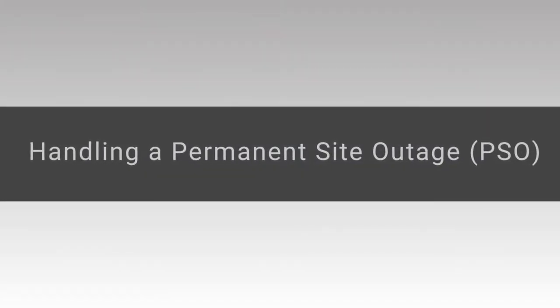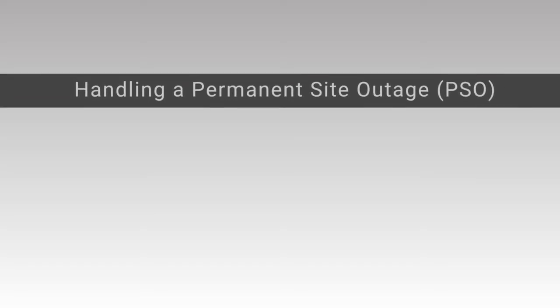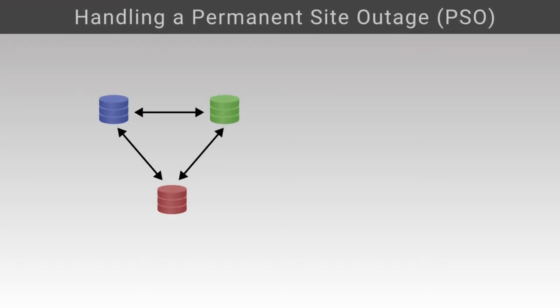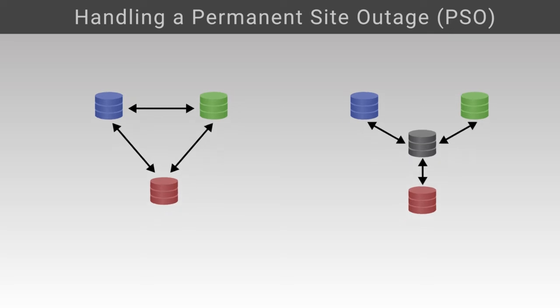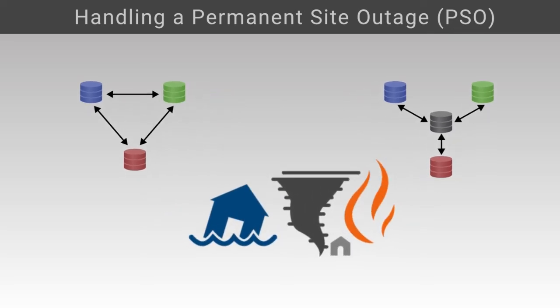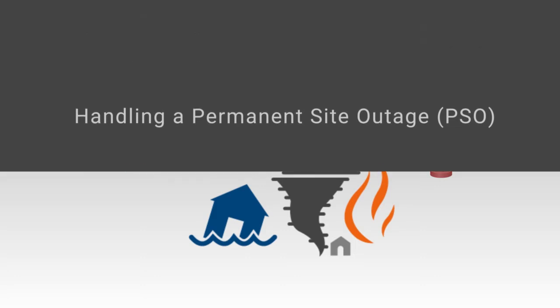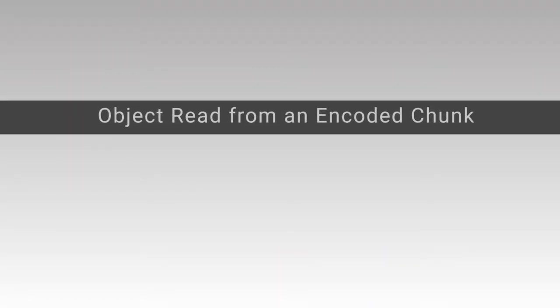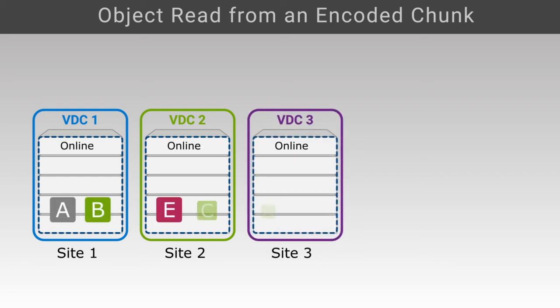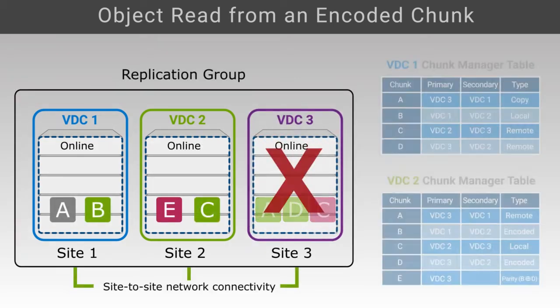While ECS treats all outages as temporary site failures, determination of a permanent site loss requires a human judge to analyze the facts. ECS includes procedures for permanently removing a site if required. This section explains how ECS handles the recovery when a VDC or a site experiences a permanent site outage, or PSO, situation. Let's look at an example of how ECS reorganizes to serve an object read operation in the event of a permanent site outage situation.